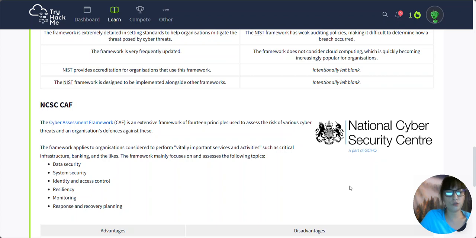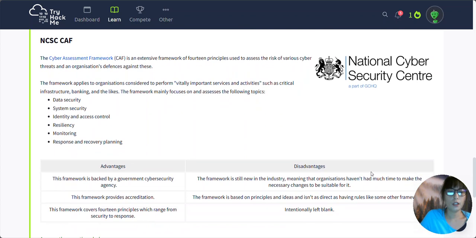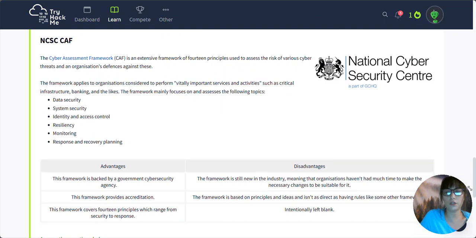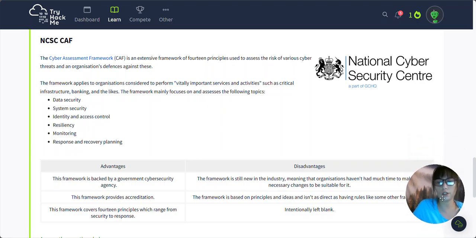Its advantages are: 1. This framework is backed by a government cybersecurity agency. 2. This framework provides accreditation. 3. This framework covers 14 principles which range from security to response. Its disadvantages are: 1. The framework is still new in the industry, meaning that organizations haven't had much time to make the necessary changes to be suitable for it. 2. The framework is based on principles and ideas, and it isn't as directed as having rules like some other frameworks.